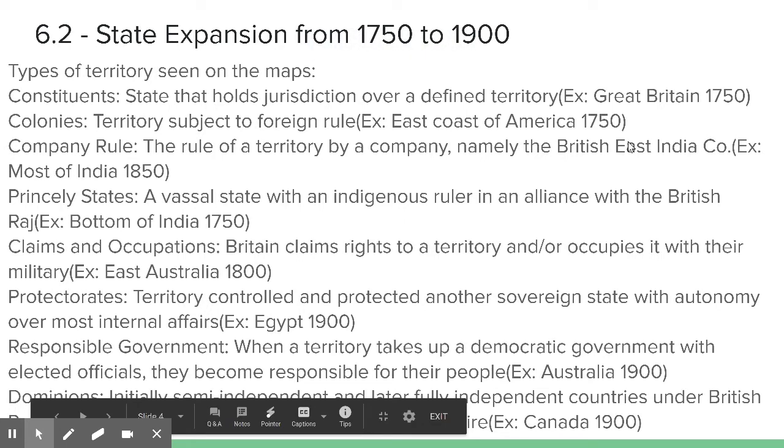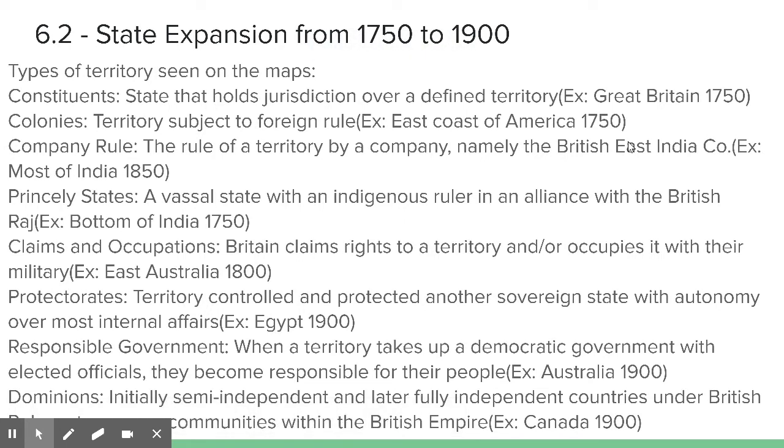Okay, so this is 6.2, state expansion from 1750 to 1900. And these are the different types of territories that Britain has control over that can be seen on the maps. So there's constituents, which is just the place in charge of everyone else, which is just Britain. And then there's colonies, which is just a territory subject to foreign rule. There's company rule, which on the maps is mostly seen in India, where the British East India Company has control over the whole place.